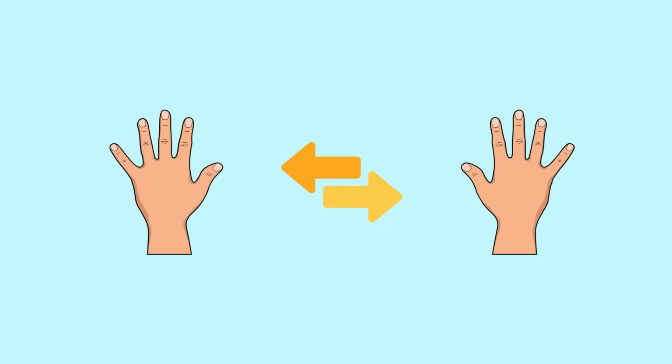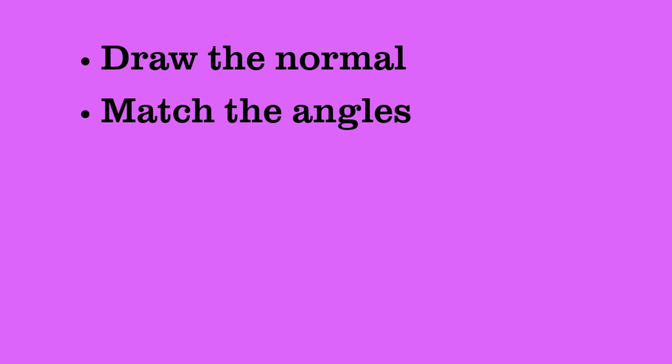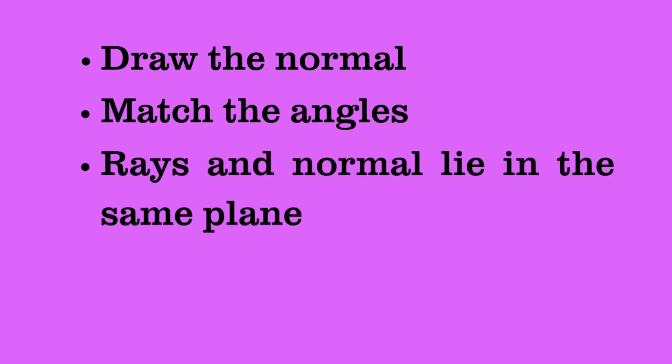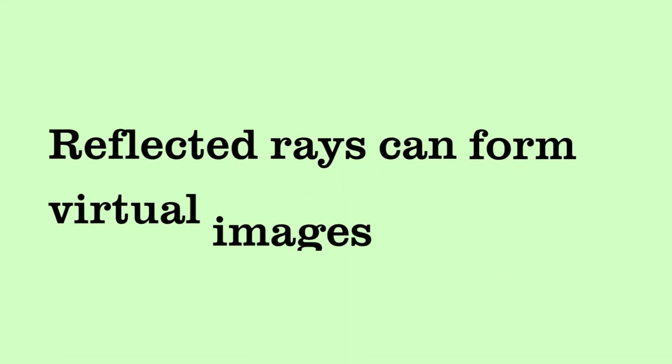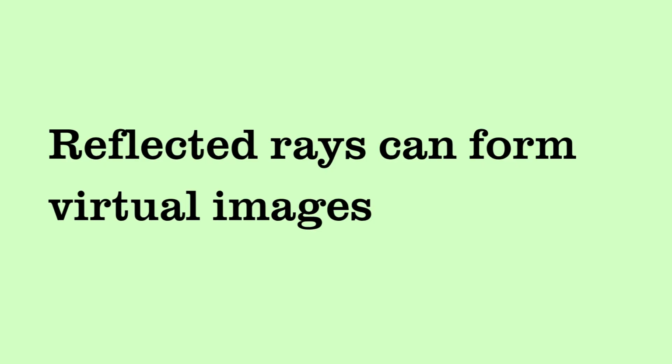To recap, 1. Draw the normal. 2. Match the angles. 3. The rays and the normal lie in the same plane. 4. Rough surfaces cause scattering. And 5. Reflected rays can form virtual images, which appear real but can't be projected.